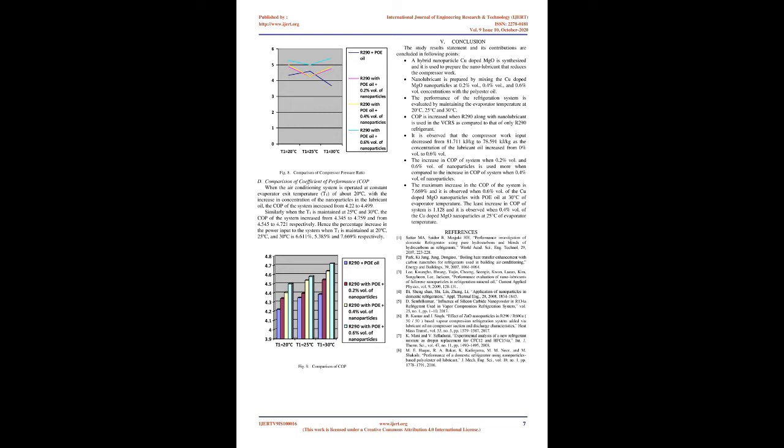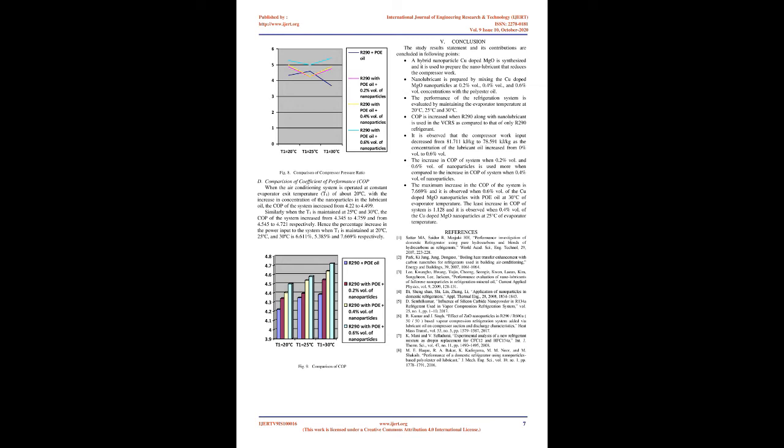Similarly, when T1 is maintained at 25°C and 30°C, the power input to the system decreased from 80.452 kJ/kg to 79.057 kJ/kg and from 80.374 kJ/kg to 78.591 kJ/kg respectively. Hence the percentage decrease in the power input to the system when T1 is maintained at 20°C, 25°C and 30°C is 4.6%, 1.73% and 2.22% respectively.